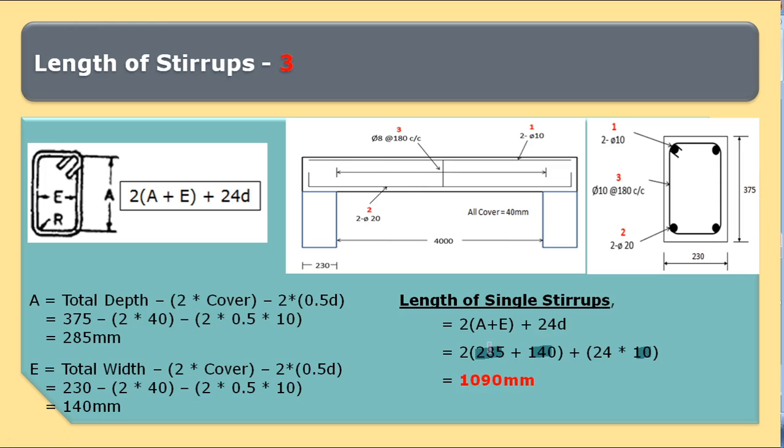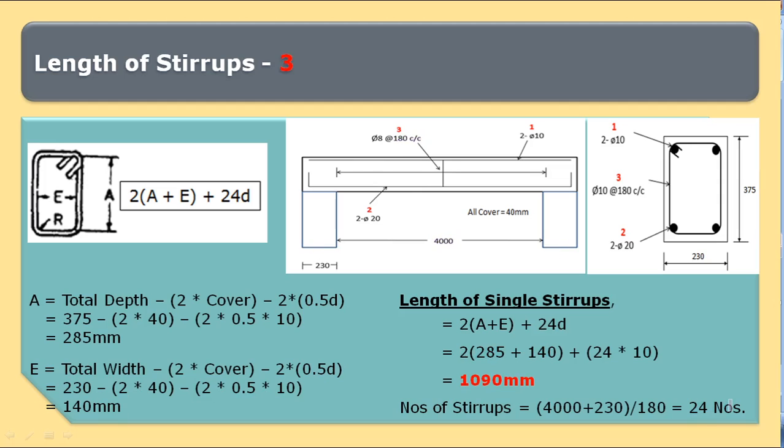So the length of a single stirrup is 1090 mm, and the number of stirrups in this beam is calculated next. As it is provided center to center, we would take the span as center to center span. So clear span 4000 plus half the width of the support on this side plus half the width of the support on another side. So it gives 4000 plus 230, divided by 180, which is the spacing of reinforcement. So the number of stirrups comes out to be 24.